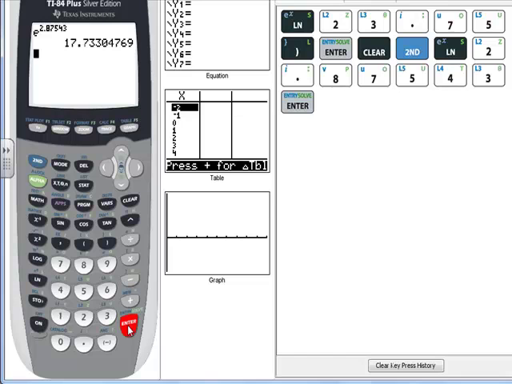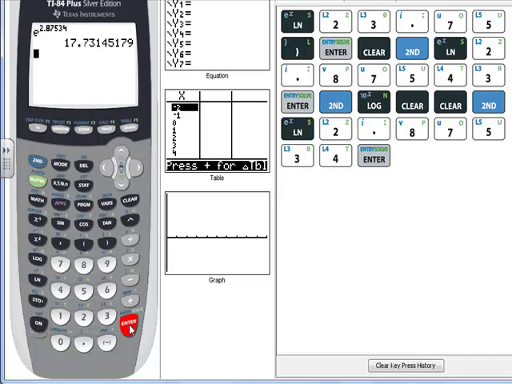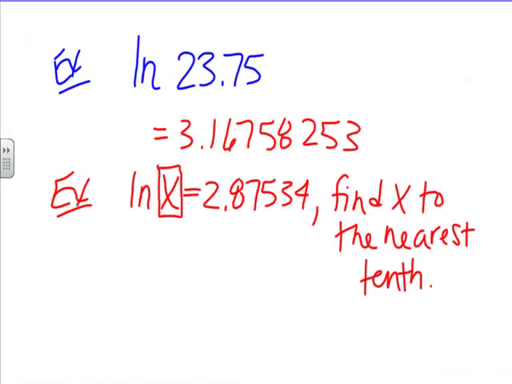And then I'm just going to type in 2.87534, and I'm going to hit enter. And out comes 17.731 or 733, etc. Oops, I put the wrong direction from what I had originally planned. Hold on a second. My fingers aren't doing what I want them to do. Okay, 2.87534. Enter, and I get 17.7314, etc. So if I'm asked to round that to the nearest tenths, I would say that x is equal to 17.7.